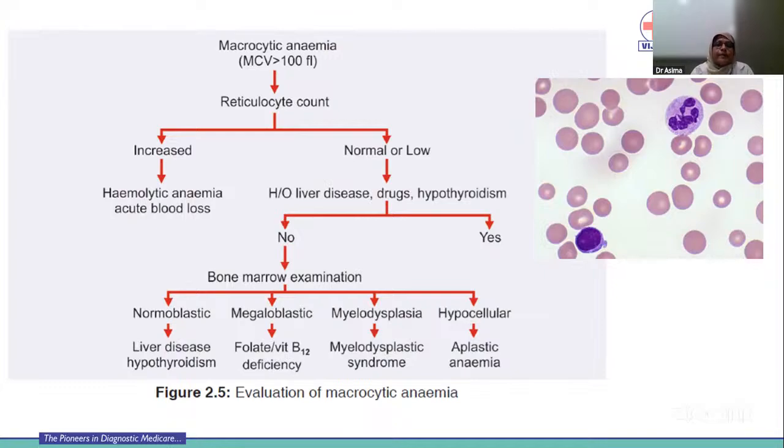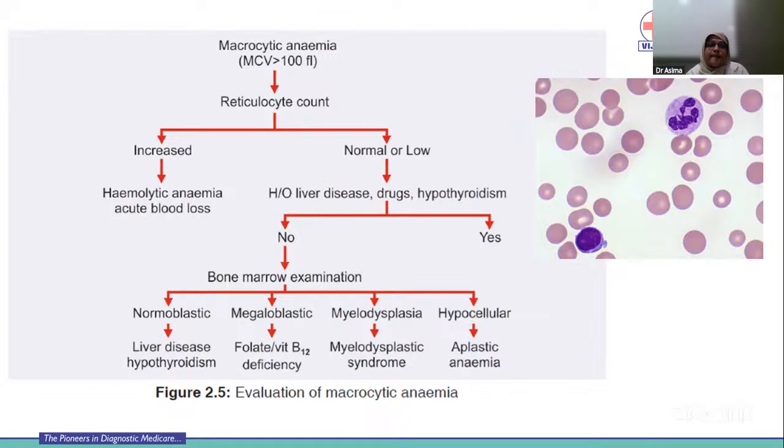Suppose we are not seeing all this, then we have to go in for the bone marrow examination. If it is a normoblastic picture, we can think of liver disease or hypothyroidism. If there is megaloblastic involvement, we see distinct features in the bone marrow in the form of giant bands, megaloblasts, and dyspoietic features. If these features are there in the bone marrow, then we can think of folate and vitamin B12 deficiency. We can see dyspoietic features also in myelodysplasia.